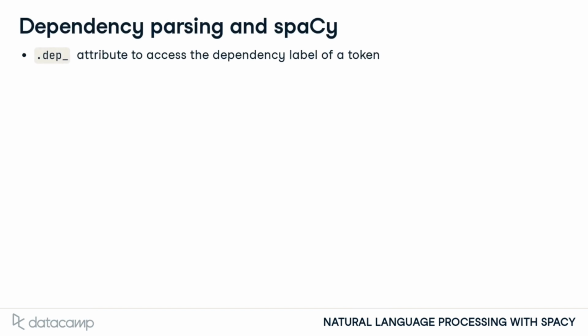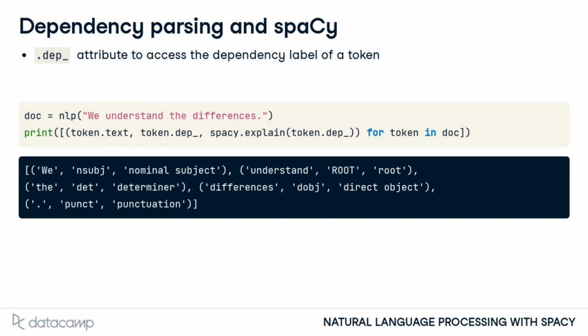We use the .text and .dep_ attributes of a token to access the dependency label of each of the tokens. We can also use the spacy.explain method to view the definition of each dependency label.